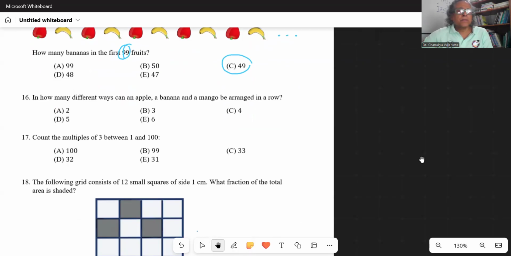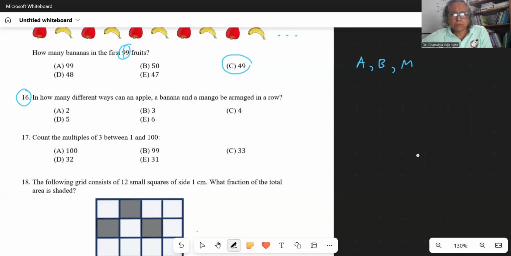Number 16. In how many different ways can an apple, a banana, and a mango be arranged in a row? So again, a sequence, but only there are three things: an apple, a banana, a mango. So in how many ways? So to figure this out, we can actually work with A for apple, B for banana, and M for mango. So now actually we need to figure out in how many ways we can arrange these three letters, right?